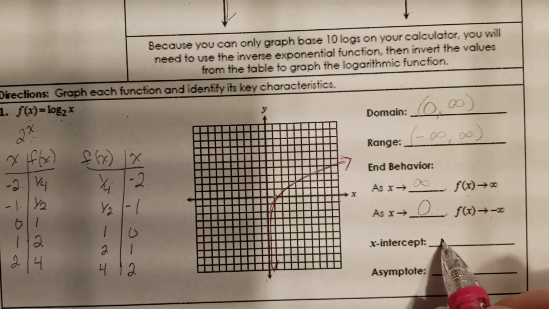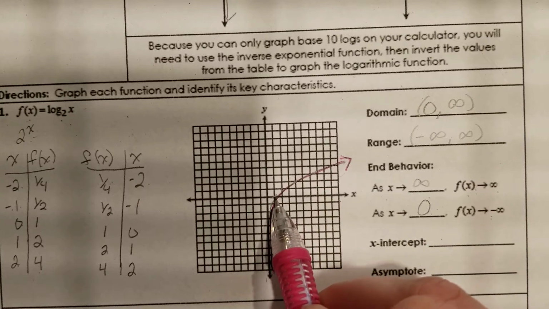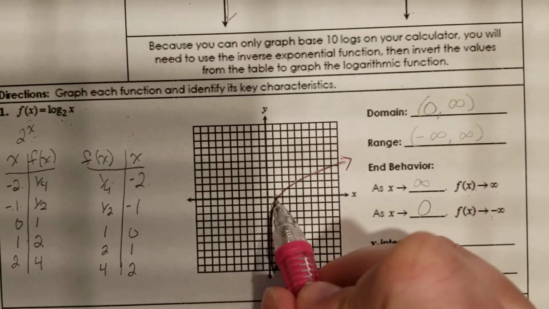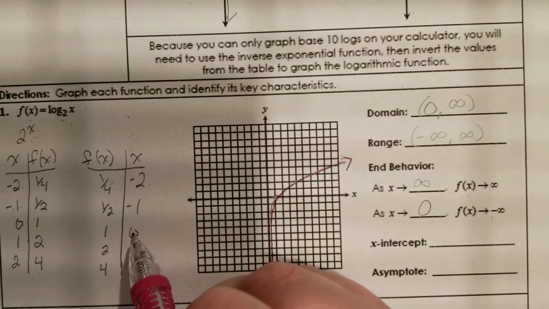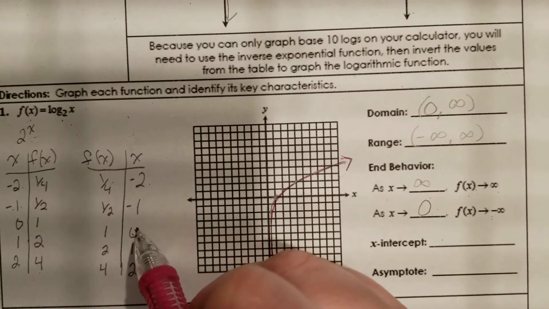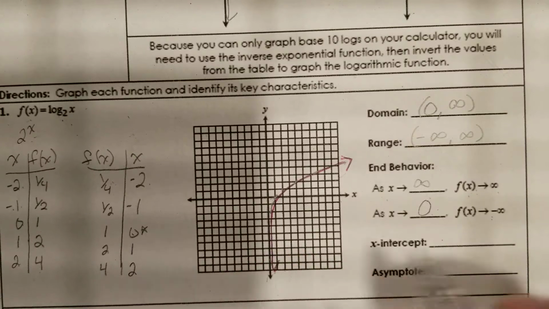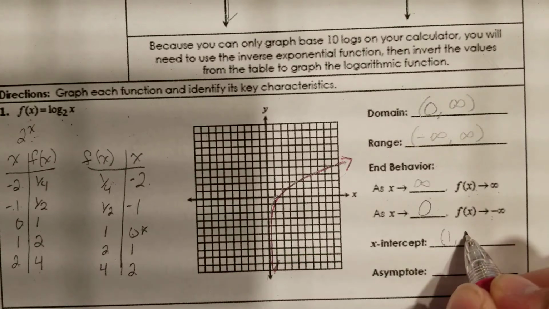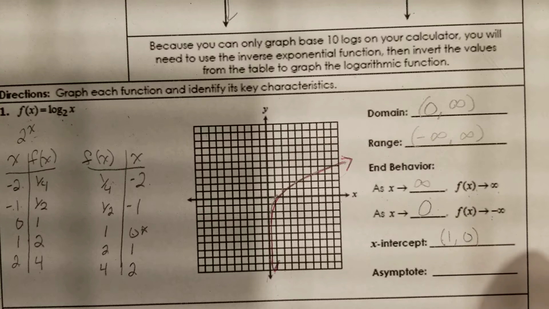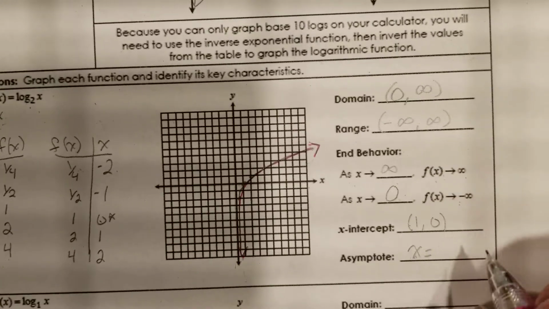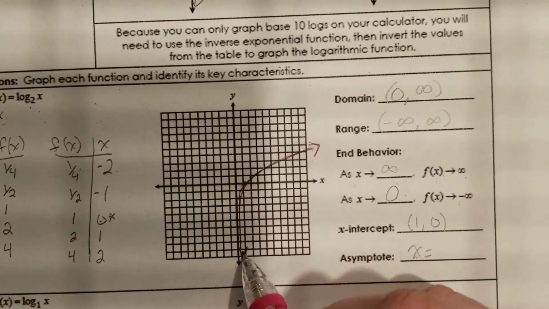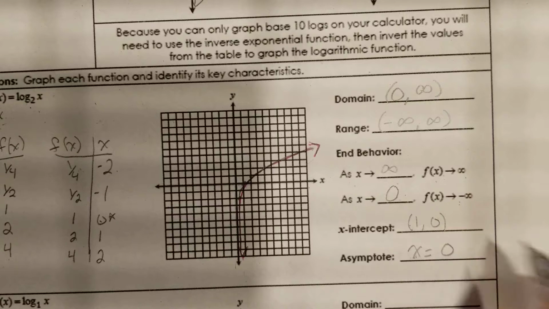And our x-intercept, so we need the point where our graph crosses the x-axis. You can get it from two places. You can look on our graph, which is right here, or you can look in this table. Wherever there's a 0 in this column, this point is our x-intercept. So our x-intercept is (1, 0). And then our asymptote, we already said they're now vertical, so it's going to be x equals a number. Because we're never going to cross the y-axis, it's x equals 0.